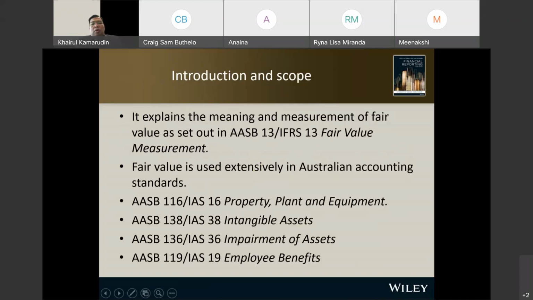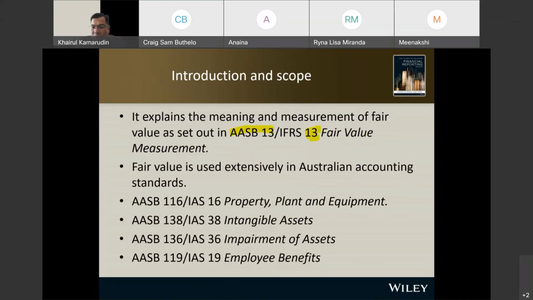As I mentioned before, this fair value measurement comes with the International Financial Reporting Standards. It explains the meaning of fair value as set out in AASB, the Australian Accounting Standards Board, number 13, or IFRS 13, about fair value measurement.